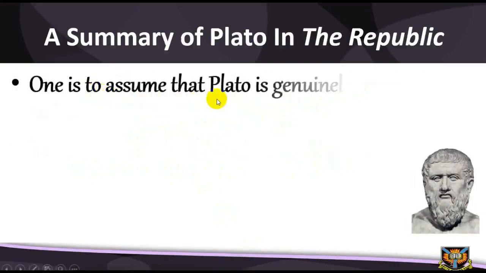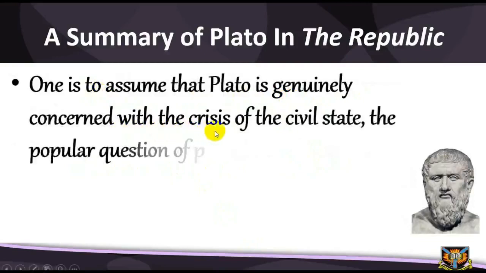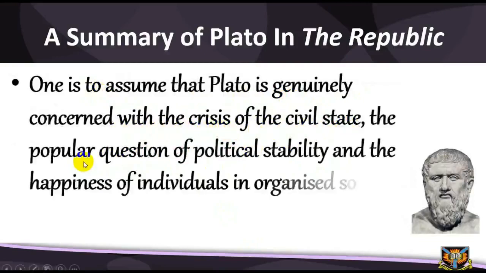The first is to assume that Plato is genuinely concerned with the crisis of the civil state, the perennial question of political stability, and the happiness of individuals in organized society. From this angle, Plato's propositions for establishing an ideal state become not just a myth, but a practical possibility, which up to the present has eluded the ingenuity of statesmen all around the world. This is not because the prescriptions themselves are irrelevant and unattainable, but precisely because of the absence of the political will to experiment.